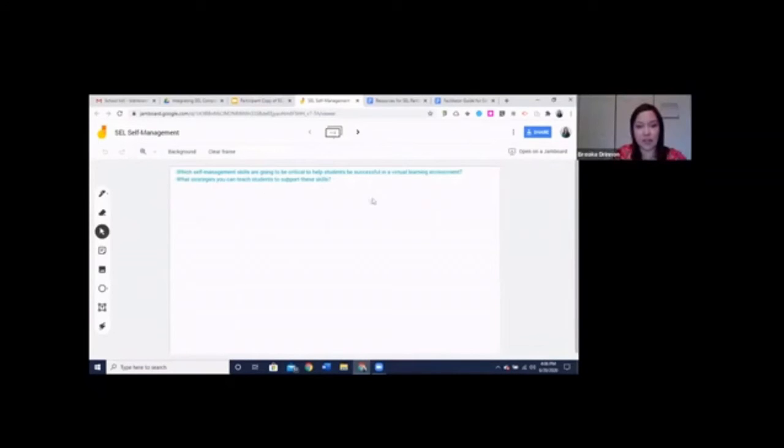So it's just blank here, and so we're just thinking about which skills are going to be critical and what strategies you're gleaning from these resources that are going to help support. And you can just click over here on a sticky note or an image. You can draw and just add to the board. So we'll just all collaborate on that.